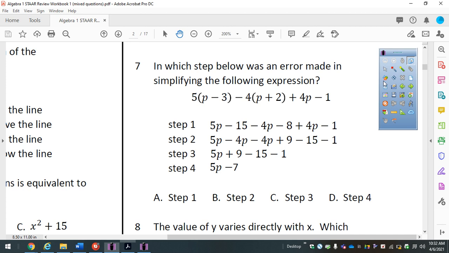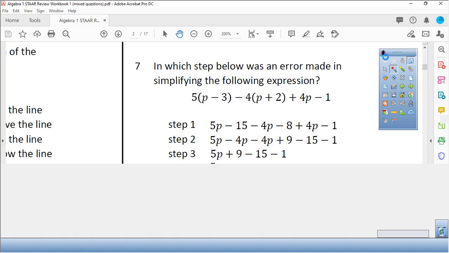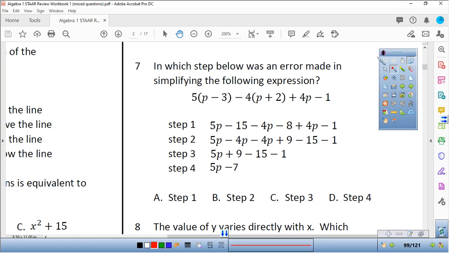And in which step below is an error made? Okay, so you do need to know how to do this. First thing I would do is distribute everything. This one gives me that. Check. This times this gives me that. This times this does give me that. This times this does give me that.